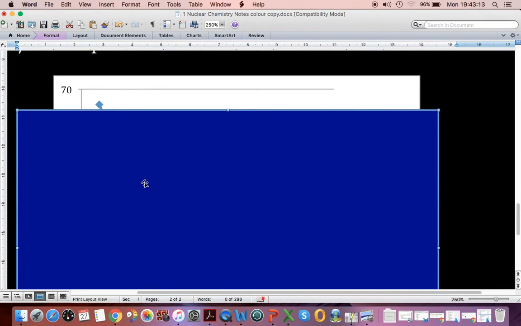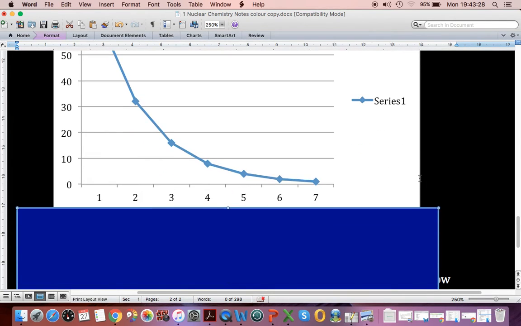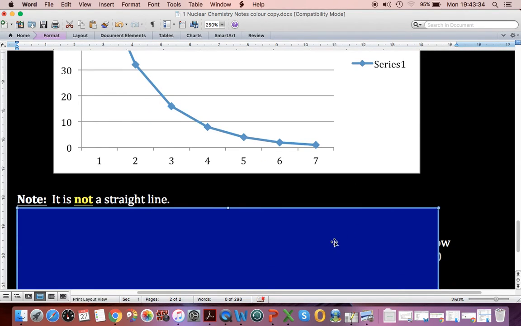So here's our graph, and this is called the decay curve. So we've just taken it and we've gone, hey, 64, 32, 16, 8, 4, 2, and 1. And this is what we'd see, this kind of pattern, for when a radioactive sample is decaying. And what else have we got there? Cleverly, it tells you it's not a straight line. That's fairly obvious.